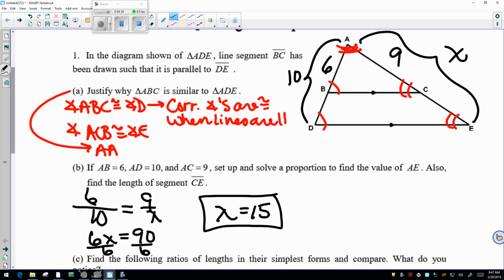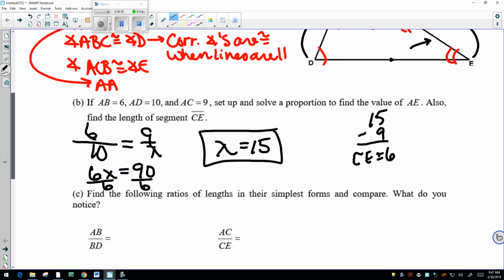It also wants us to find CE. So how do you find CE? This whole thing is 15, and I'm just looking for that part. How do you find that part? 15 minus 9, right? So if we subtract that out, we can say CE is equal to 6. Simple thing.